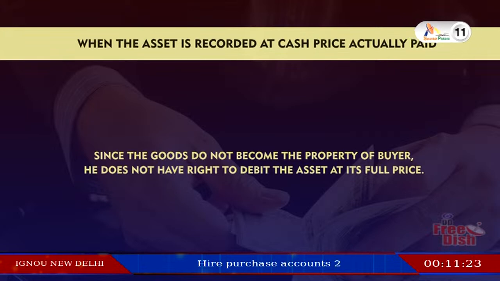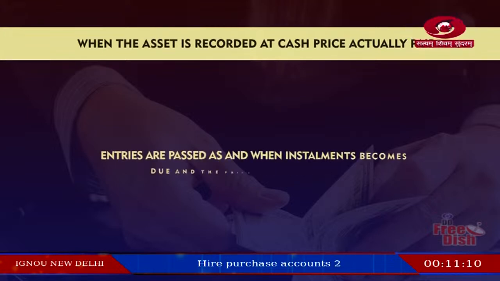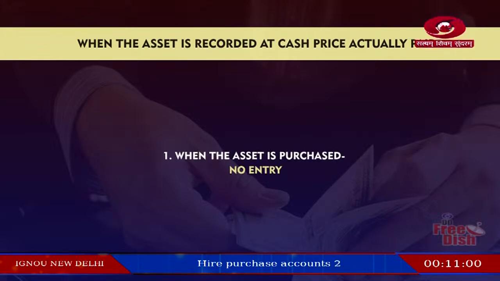He does not have any right to debit the asset account at its full price. Hence no entry is passed when the asset is purchased unless it involves a down payment. Entries are passed as and when an installment becomes due and the price of the product is paid. So when the asset is purchased we will make no entry, because no payment is made.